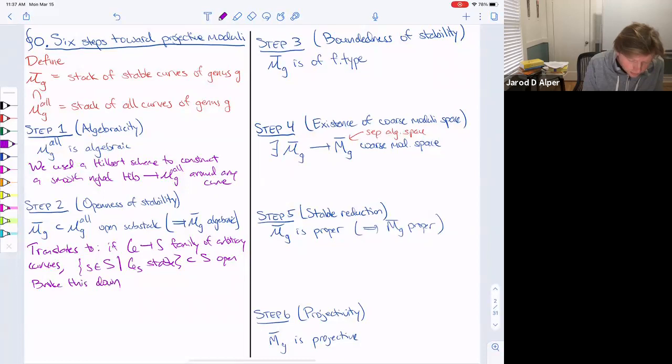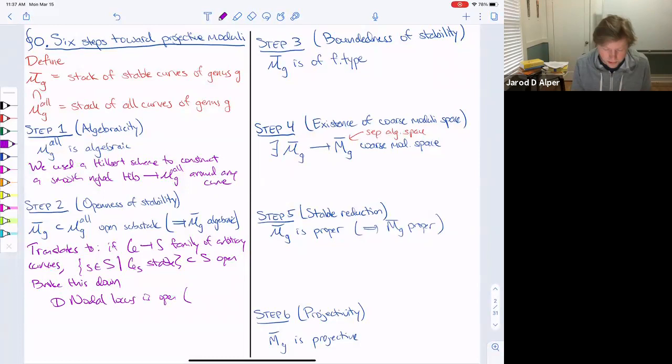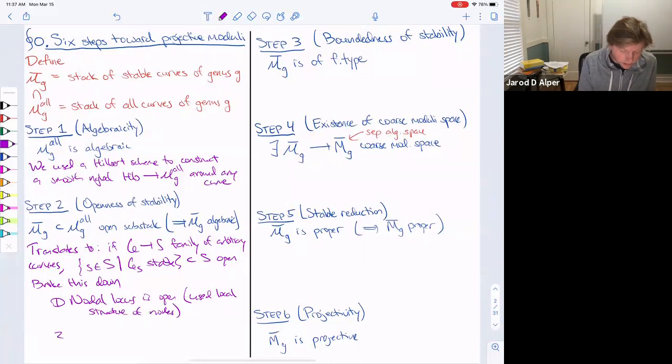One, we showed that the nodal locus is open. Here we used a powerful result, although there are other methods: the full local structure of nodes. And then once you know the nodal locus is open, you need to show the stable locus within the nodal locus is open.